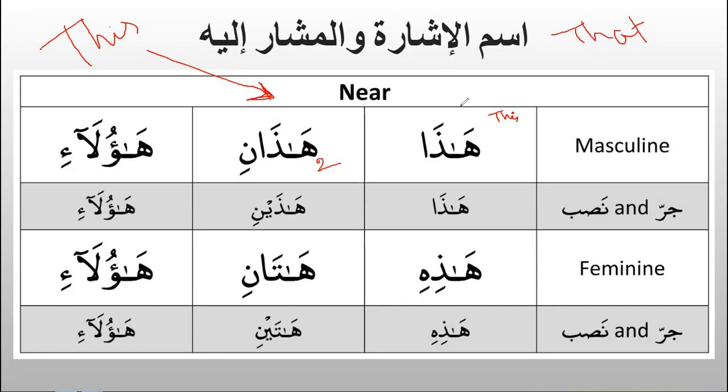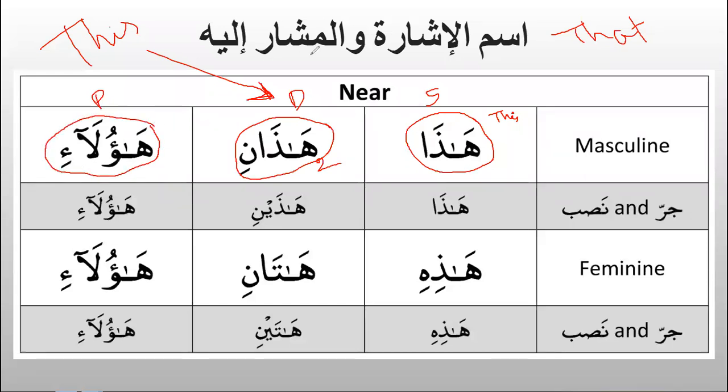We know every word in Arabic has number, right? Singular, dual, and plural. And it also has masculine and feminine, and also rafa, nasab, jar. So hada is "this" for masculine, hadani is "these two" for masculine, and haulai is all of these, the plural.